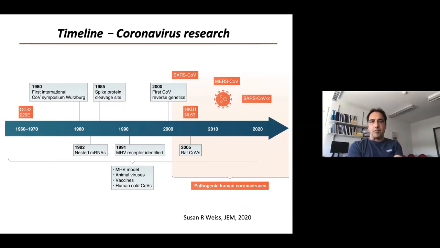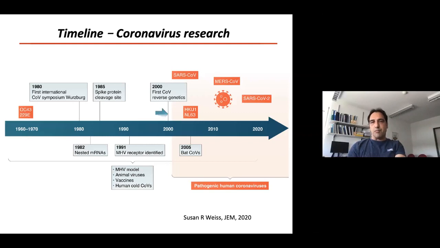I think a starting point was in 1980, the first international coronavirus symposium in Würzburg. Since then, this meeting has been repeated every 2 or 3 years. It's now called the Nidovirus Symposium, since we have other families now included in an order of nidoviruses. And as you see here, in 2000, it took almost 15-20 years after the first infectious clone for an RNA virus, poliovirus, was described, until the coronavirus came in 2000 with the reverse genetic systems.